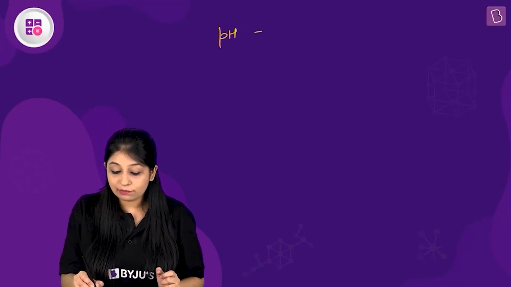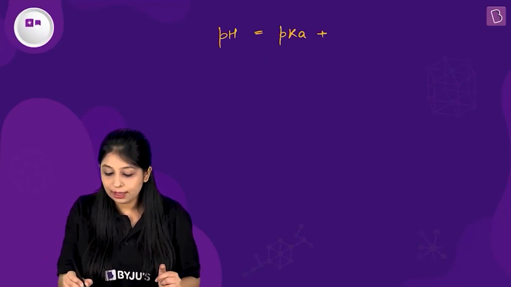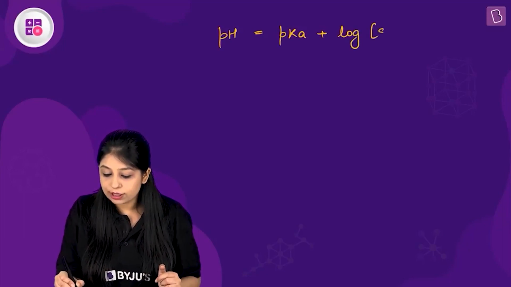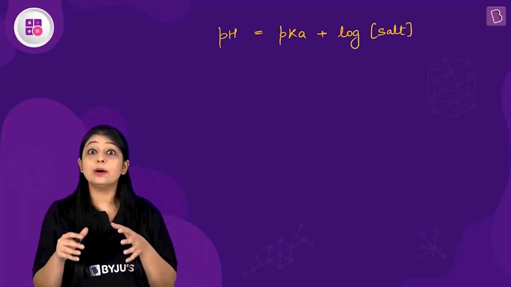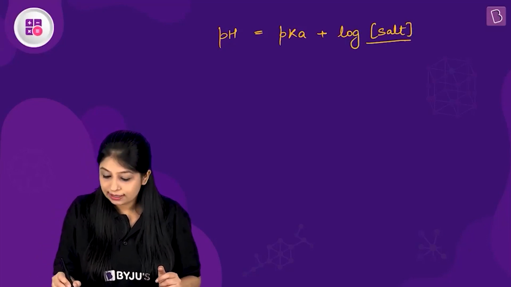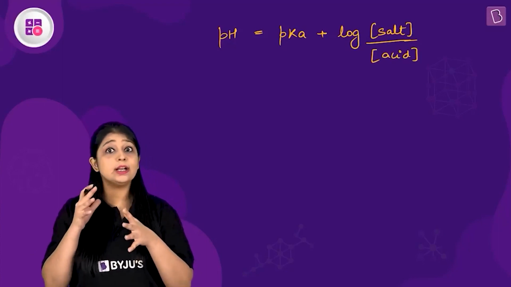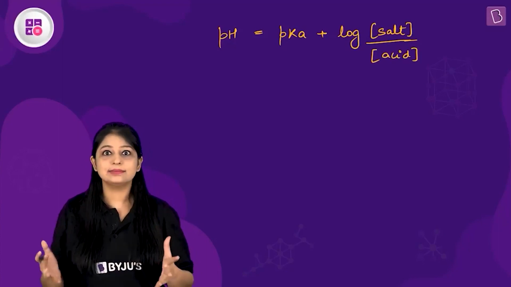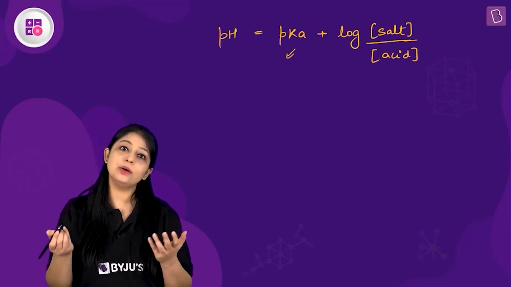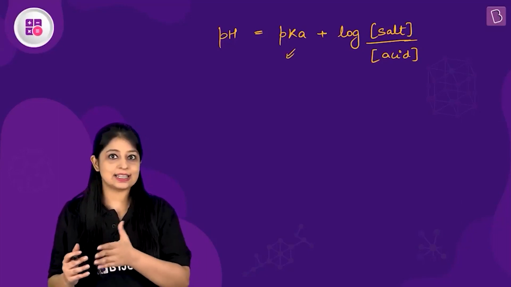I hope you remember the formula. The pH of the acidic buffer, or a buffer solution, is given by pKa plus log of the concentration of salt. Here we are talking about the salt of the weak acid, the sodium acetate, divided by the concentration of the acid, which is acetic acid in this case, the weak acid. So we have to find the concentration of the salt and acid, and we'll just have to put the values. Why? Because we already know that the value of pKa is 4.76. That has been given to us.